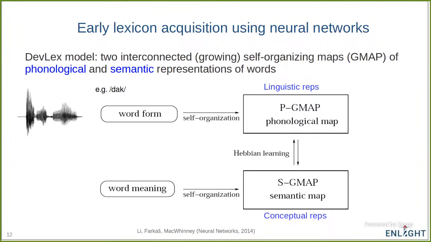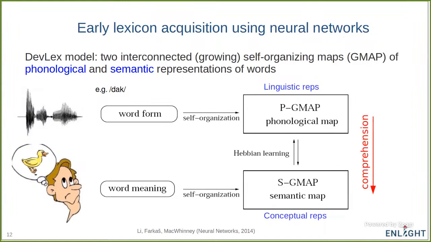So for instance, the sound duck could be processed and represented in the linguistic system, and is supposed to be connected with a meaning of duck. In that regard, one can model the comprehension process, which goes from phonology to semantics, and the production process, going from conceptual representation to the utterance.